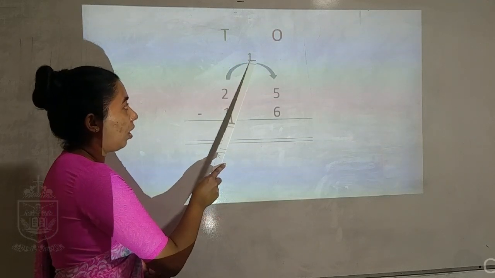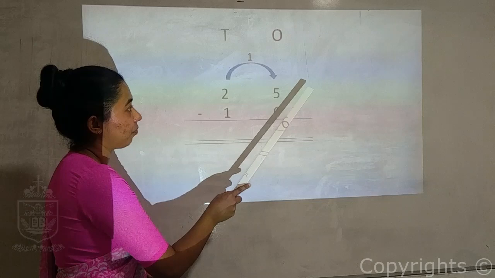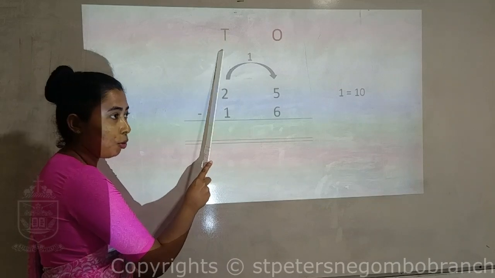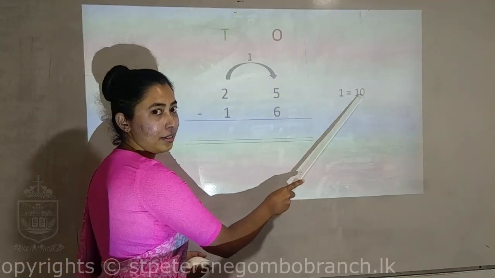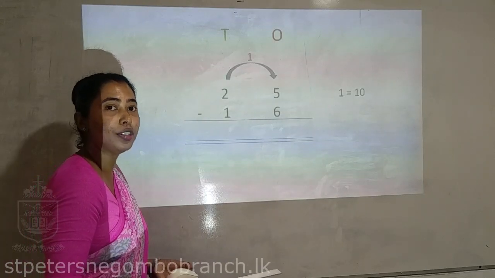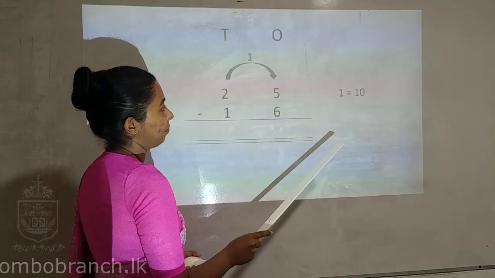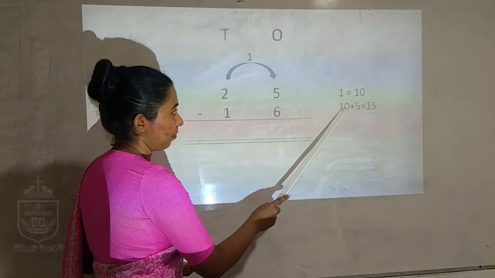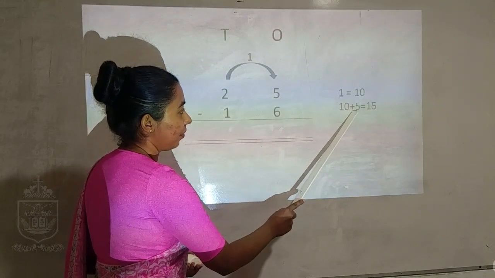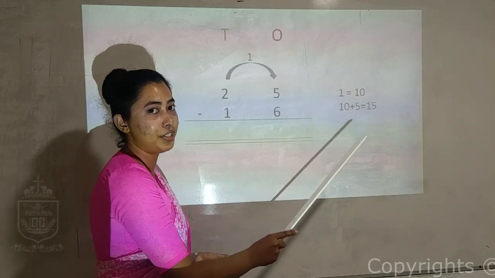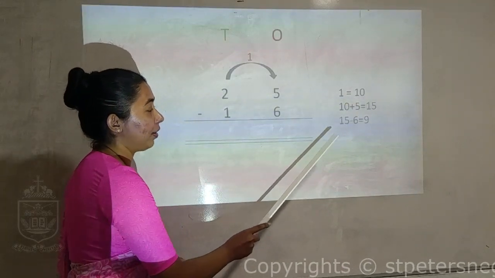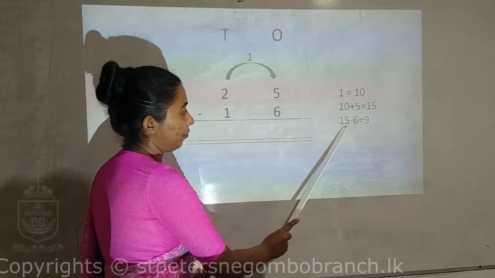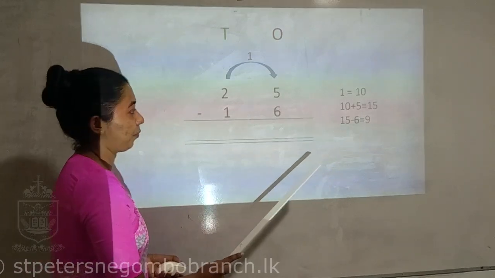So if we ask one from this number 2, since we take 1 from the tens group, this 1 is equal to 10. 1 ten is equal to 10 ones. So this 1 becomes 10. 10 and this 5 all together, it becomes 15. Now we can subtract 6 from 15. If we subtract 6 from 15, the answer is 9.